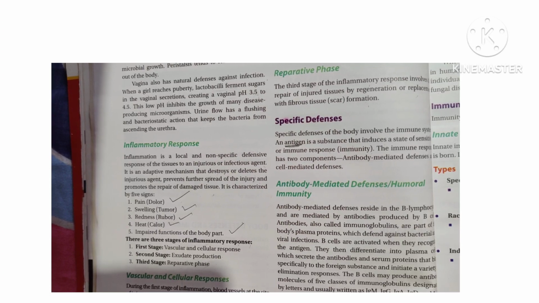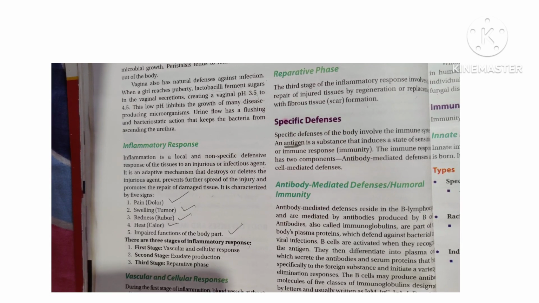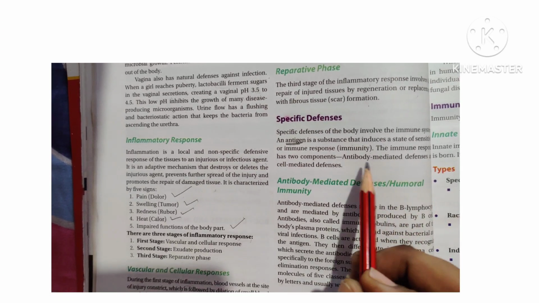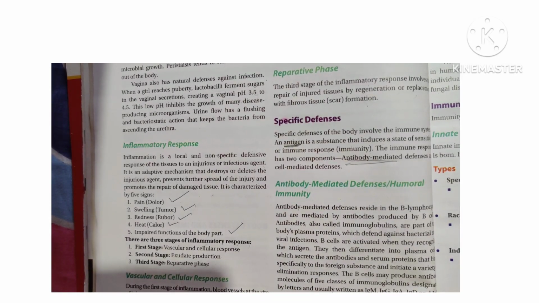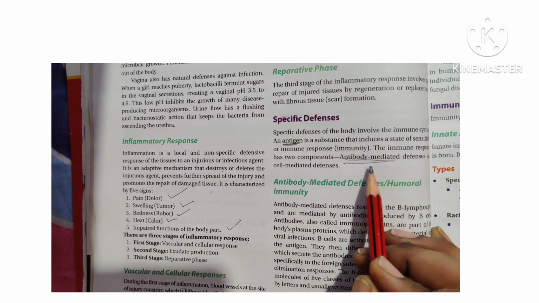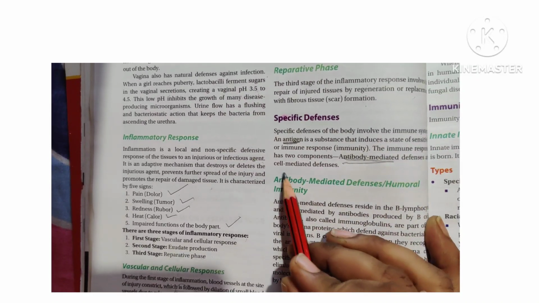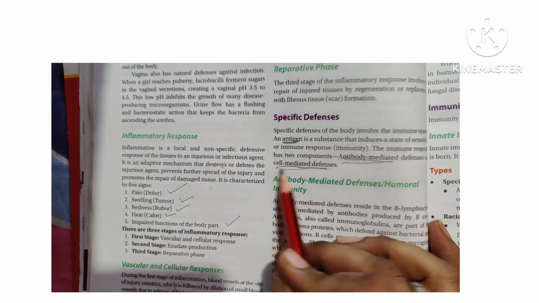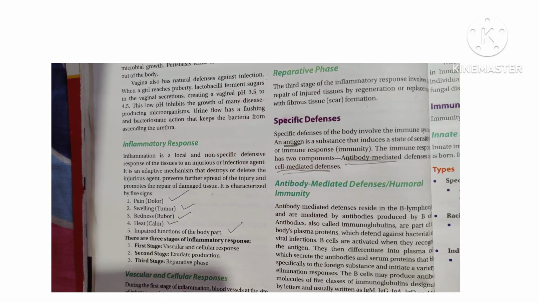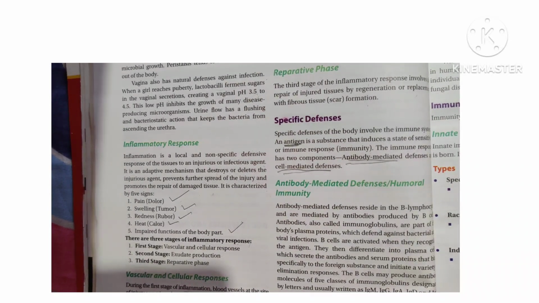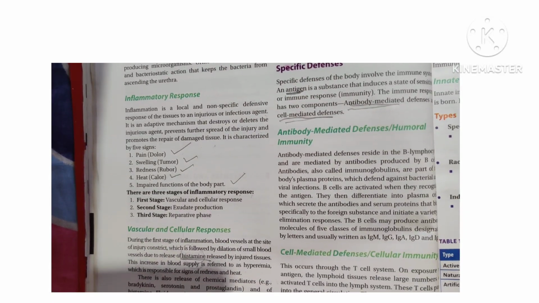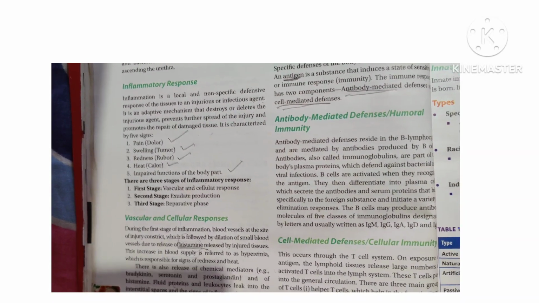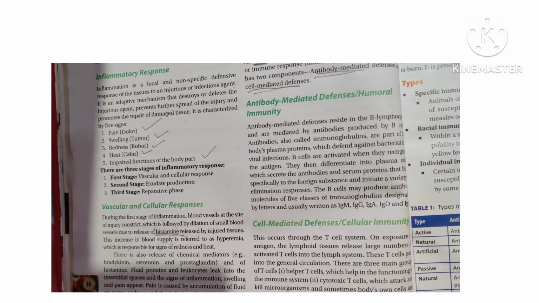The immune response has two components. When an antigen gets involved, there are two types of immune responses. One is antibody mediated. When an antigen enters, antibodies are produced. That is the antibody mediated defense mechanism. One is the cell mediated defense mechanism. What is this antibody mediated defense mechanism? It is otherwise called humoral immunity. Next is the cell mediated defense mechanism or cellular immunity.